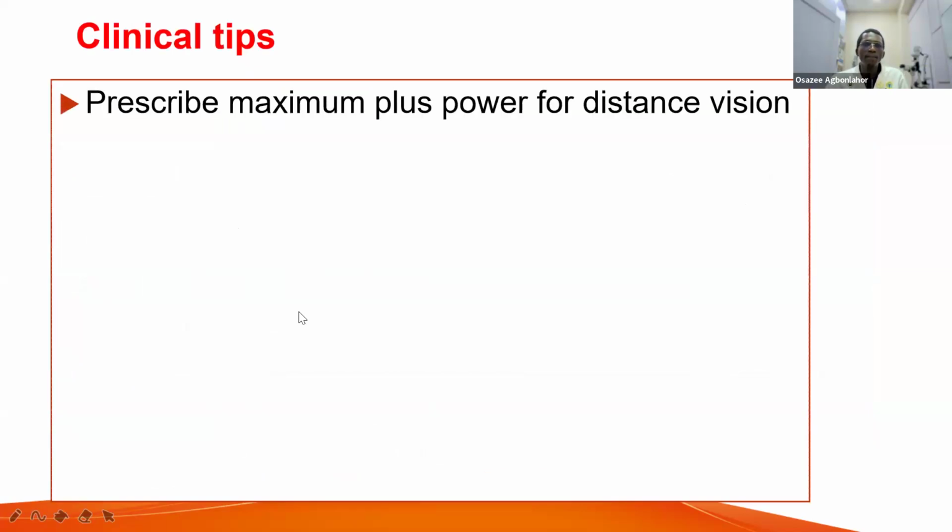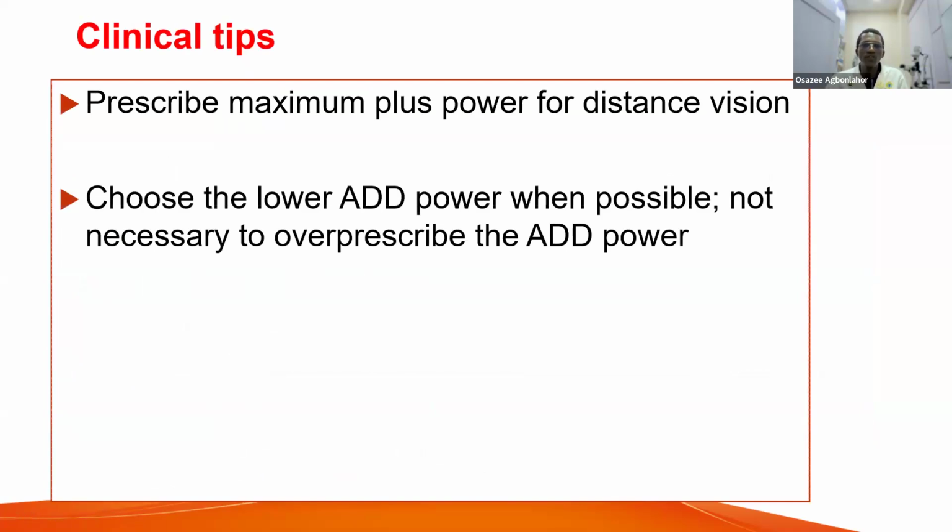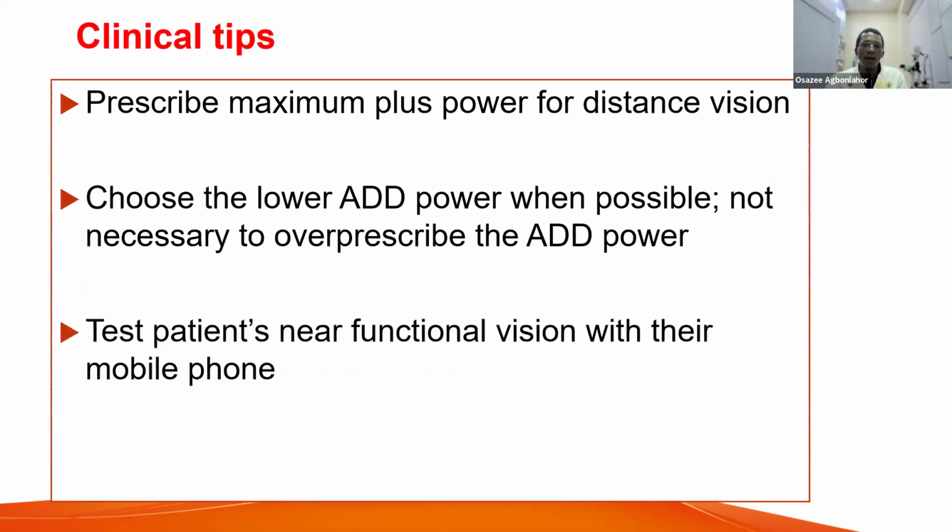Clinical tips to round up: prescribe maximum plus power for distant vision. Say that early. Choose the lower add power when possible. You don't need to overprescribe add power. Test patients' near functional vision with their mobile phone. So just like I said, you don't only need to do the standard visual acuity test, the Snellen chart. That's standard. Please do functional.